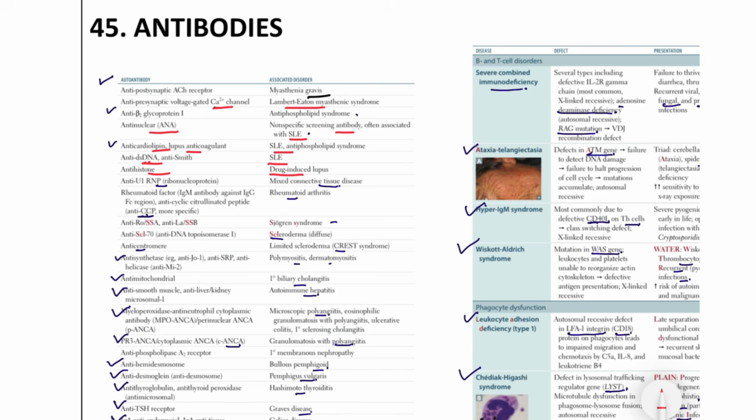Anti-histone, drug-induced lupus. Next, SSA and SSB is for the Sjogren's, and along with this is also for the congenital heart blocks. Scl-70, this is for the scleroderma. Anti-synthetase, this is for the myositis and the dermatomyositis. Anti-smooth muscle, that is for the autoimmune hepatitis. Okay, next, anti-desmoglein is for the pemphigus vulgaris. Anti-hemidesmosome is for the bullous pemphigoid.